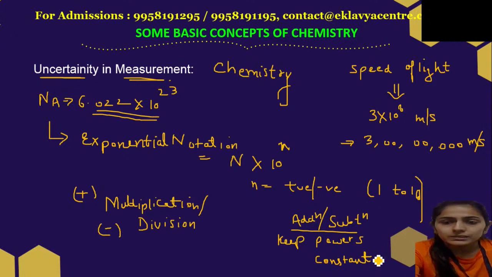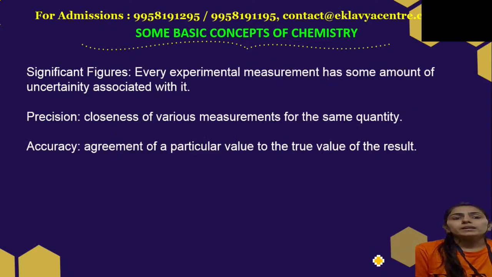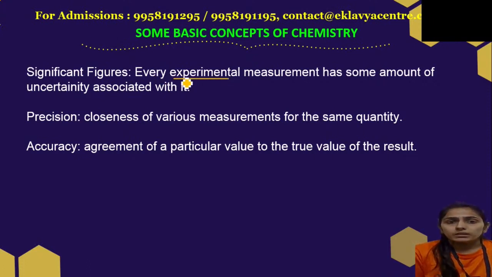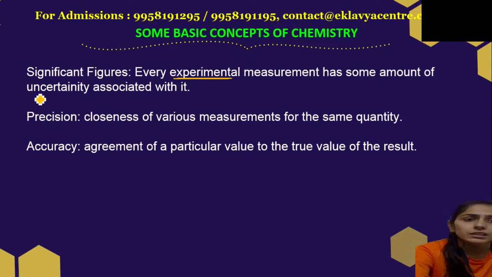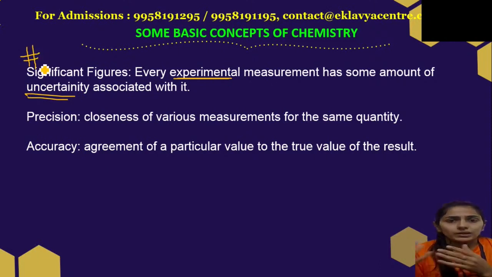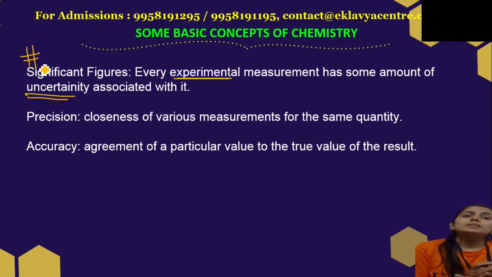Okay. Now next, what we are going to study is significant figures. Now what are significant figures? Significant figures is a very important topic from the exam point of view. Every experimental measurement, whenever we do some experiments in our labs, has some amount of uncertainty associated with it. Whether physics, chemistry or bio experiments, whenever you try to find out some values, you will always observe some uncertainty.